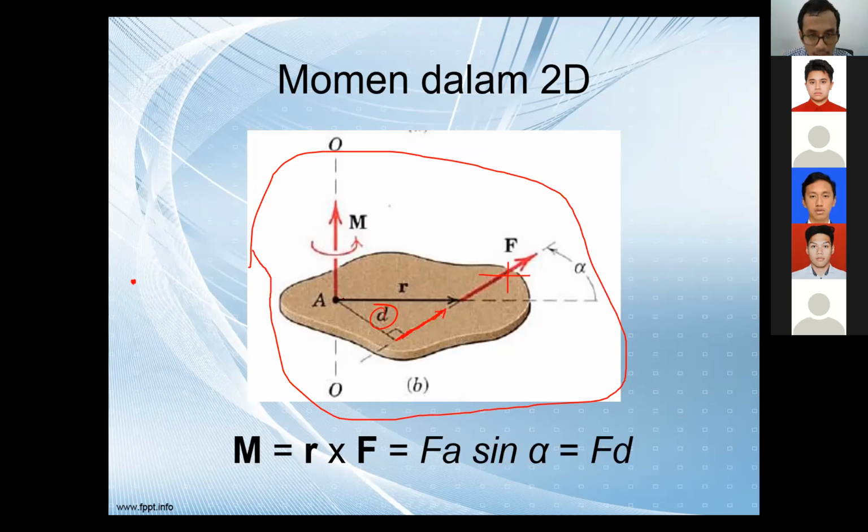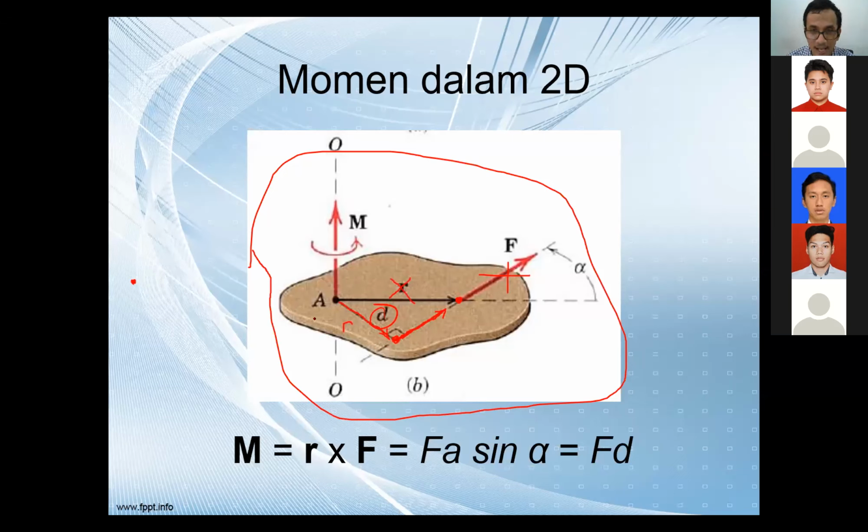In that case, the definition of R is the distance vector from point A to the point where the vector works, the line of action. So this is the point where the vectors work. So R here will be from here to here. This is our R.